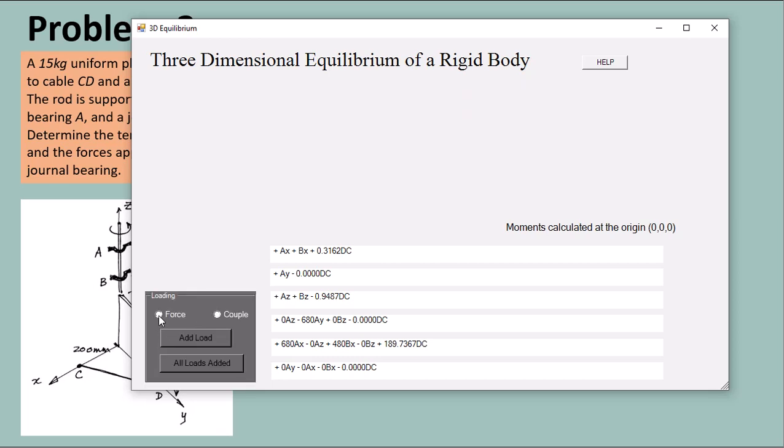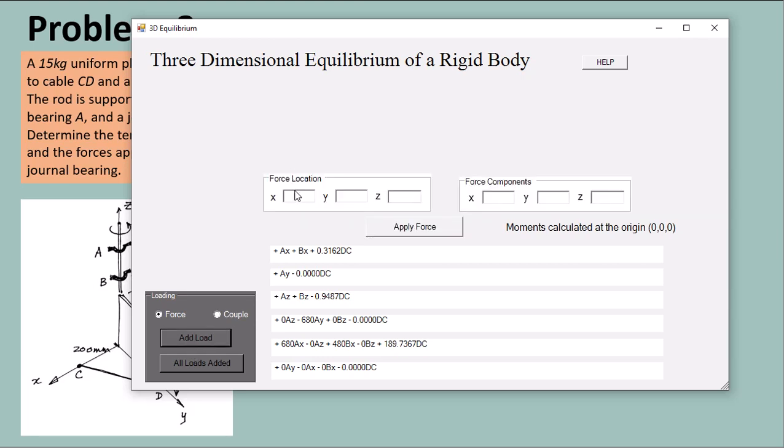First, add the weight as a force, add load. The location is through the midpoint of the plate, and the value is, remember, we changed the 13 kg into newtons by multiplying it by 9.81. And now we apply the force.